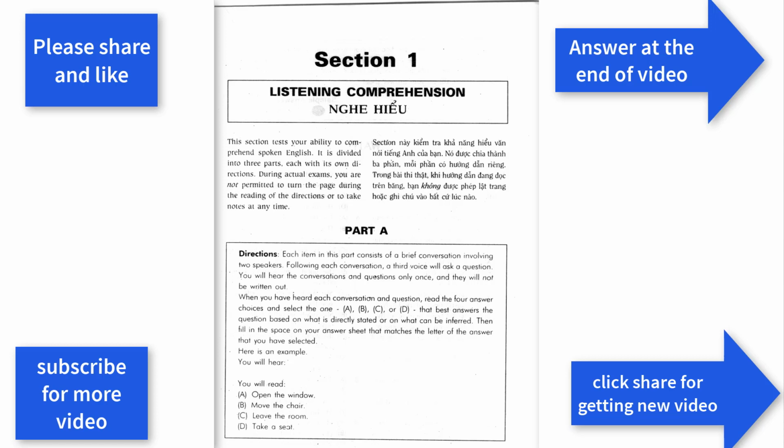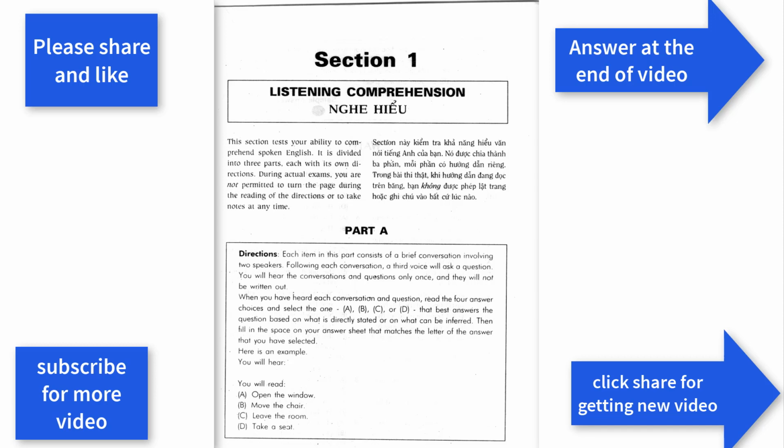Here is an example. You will hear, Do you think I should leave this chair against the wall or put it somewhere else? Over by the window, I'd say. What does the woman think the man should do? You will read, A, open the window. B, move the chair. C, leave the room. D, take a seat.